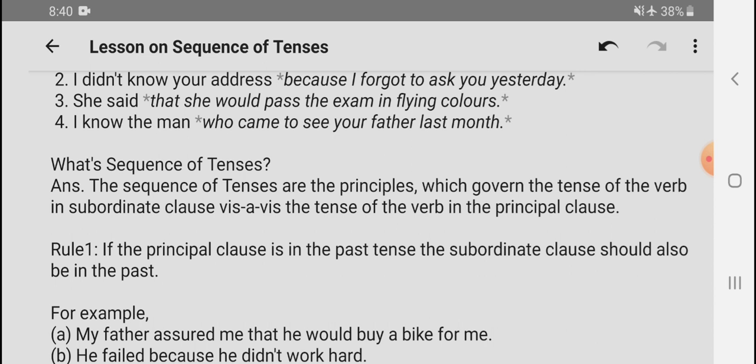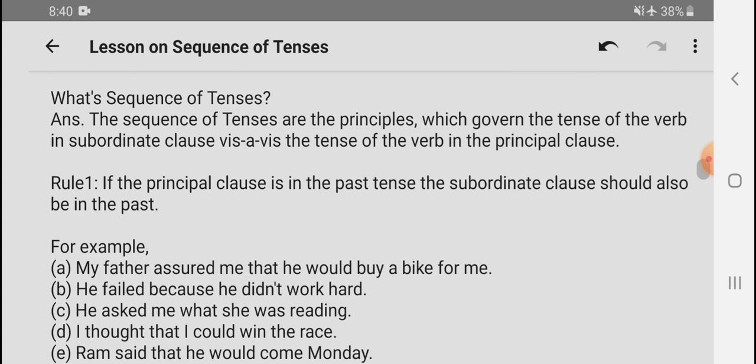What should be the tense? If your principal clause, say, is in past tense, should the subordinate clause also be in past tense? Are there any rules regarding that? That's what you need to know. Now here I have 4 rules for you of sequence of tenses. Let's quickly look at rule number 1.